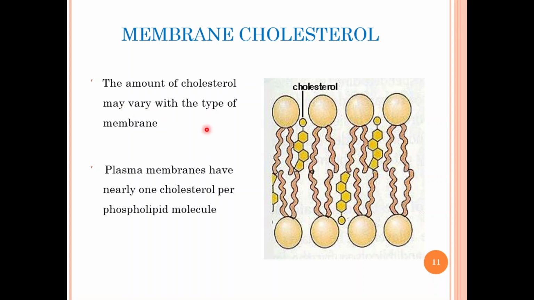The type of membrane will decide how much cholesterol is present there. The plasma membrane has nearly 1 cholesterol per phospholipid molecule. Per phospholipid molecule, 1 cholesterol molecule is present. So this is the yellow colored cholesterol molecule, this is the phospholipid. See here, every phospholipid molecule shows the presence of 1 cholesterol molecule.